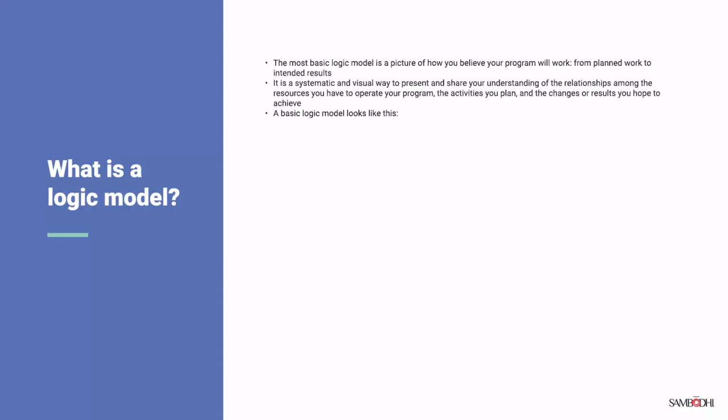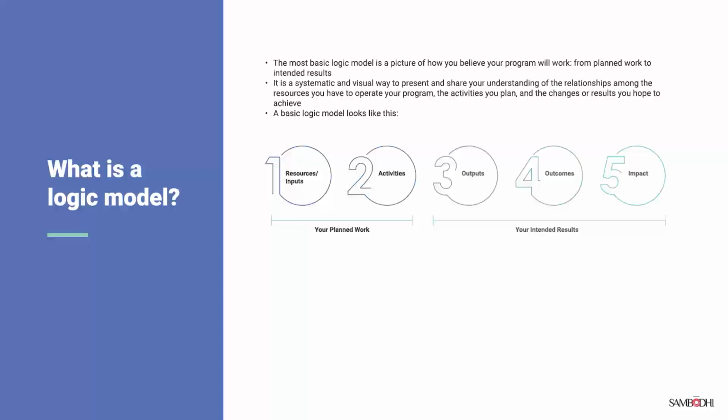A logic model is a systematic and visual way to present relationships among the resources you have to operate your program, the activities you plan, and the changes or results you hope to achieve. This is what a basic logic model looks like. You have your resources, followed by activities which make up the planned work. It is followed by outputs, then outcomes, then impact, which make up your intended results.